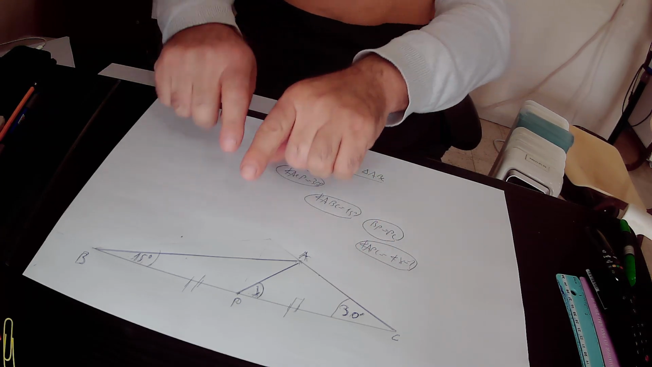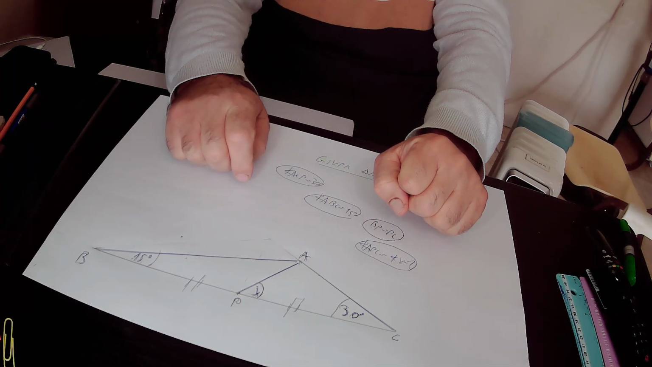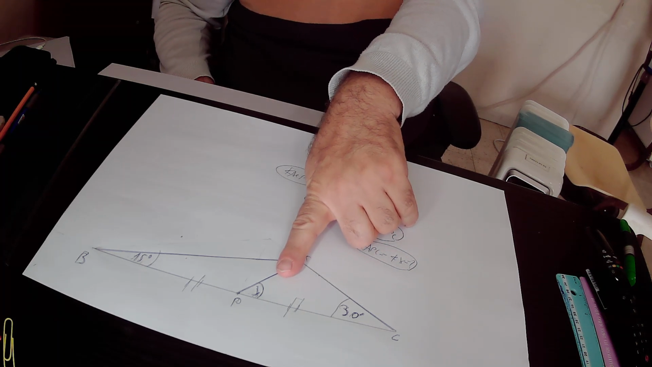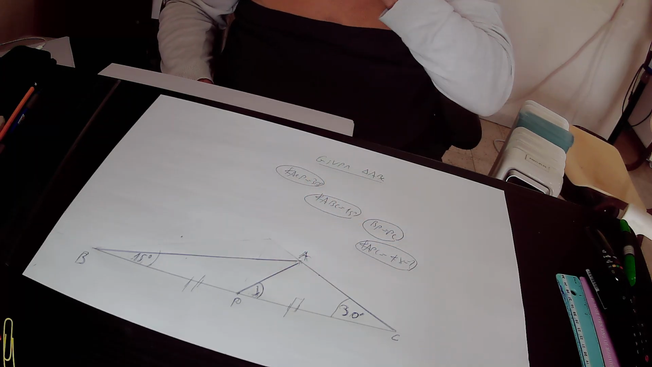We also know that BP equals PC. And our task is to find the size of this angle APC, which equals x. We have to find out the value of this angle x.